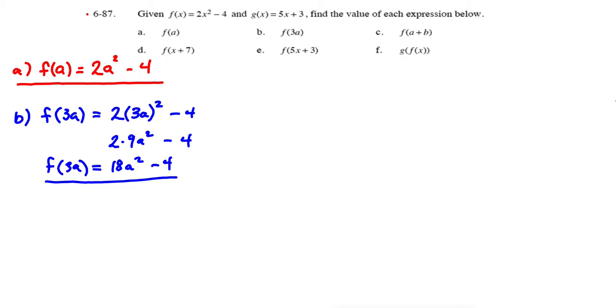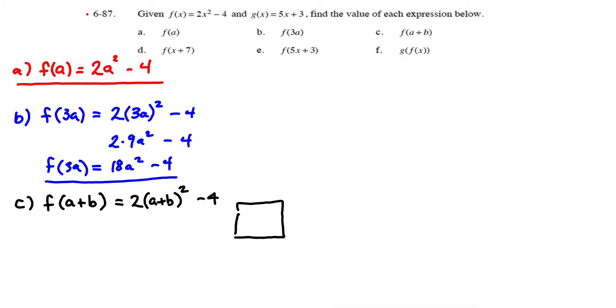Letter C. We are going to look at the function f when we input a plus b. That should equal, well, we're going to say 2 times the quantity of a plus b squared minus 4. Now, if we're going to simplify it out, we're going to need to multiply the quantity of a plus b times the quantity of a plus b.